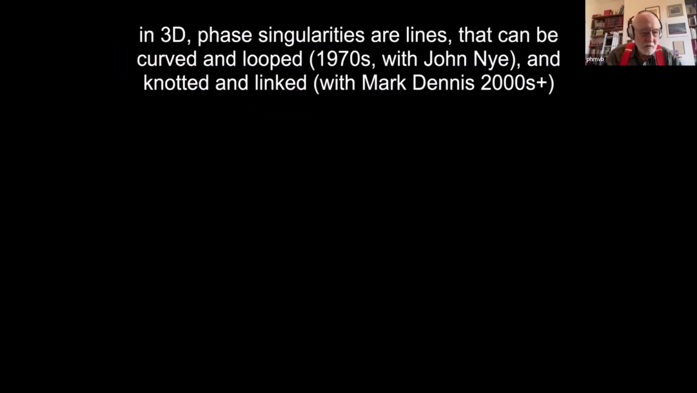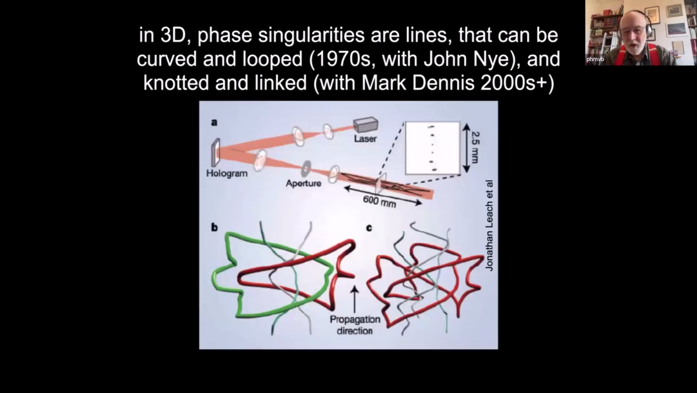Now, in 3 dimensions, they're lines, and they can be curved and looped. We knew that in the 1970s. I wondered for several decades whether they could also be linked and knotted. And when Mark Dennis came to work with me in the late 1990s, he produced very central ideas leading to our predictions that you can indeed create these knotted and linked phase singularities. And they were observed experimentally in the group of Miles Padgett.